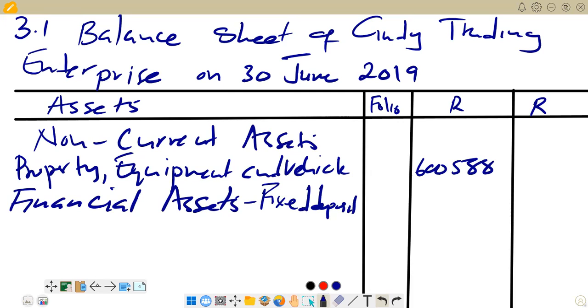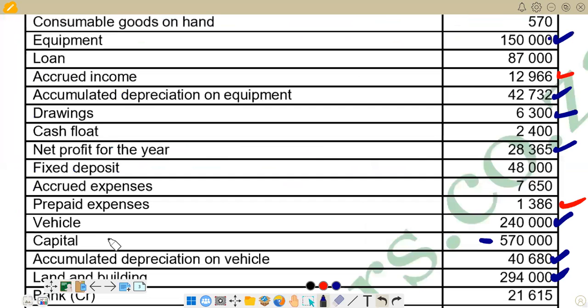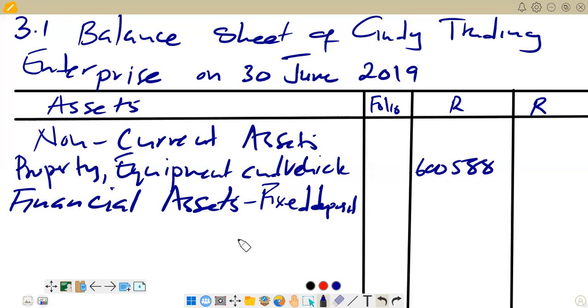So if you go there, let's check the figure that we have in terms of fixed deposit. On fixed deposits, the figure that we have there is 48,000. So we can go and put it there. It's 48,000. To get the total non-current assets, we are now adding 600,588 plus 48,000. We get 648,588. So this is what we have in terms of non-current assets.